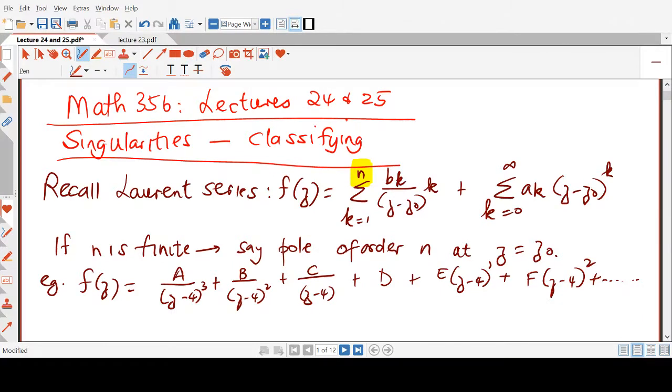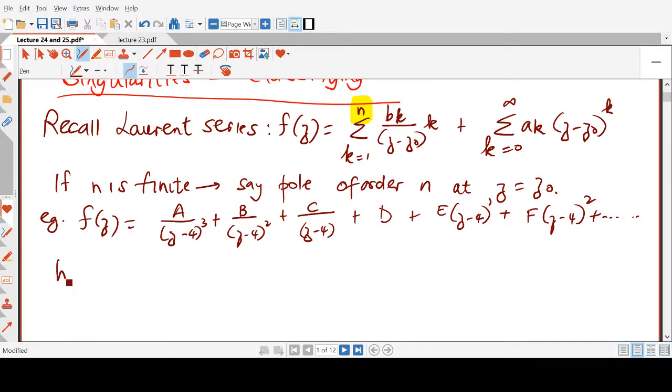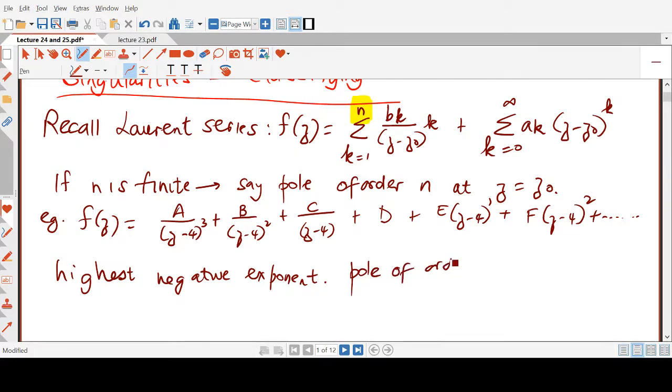So it starts off with a couple of negative terms. The highest negative term is what we call the pole. So we say it has a pole of order 3 at z equals 4. We look at the highest negative exponent. We say it has a pole of order 3 at z equals 4.